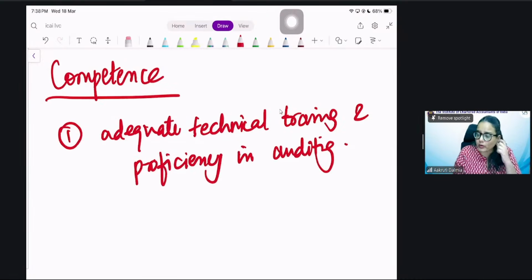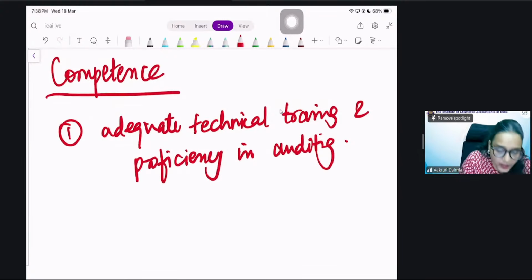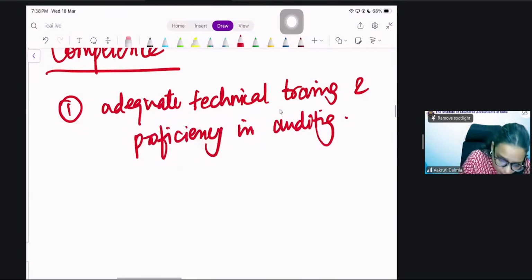There's no such rule that only CAs can be internal auditors. People prefer CAs, because of course we have the best knowledge, but there's no legal rule that only CAs can be internal auditors. But we are preferred mostly. So, how to check the competence? Whether the internal auditor has adequate technical training and proficiency in audit.